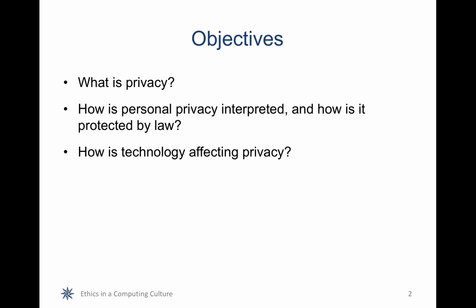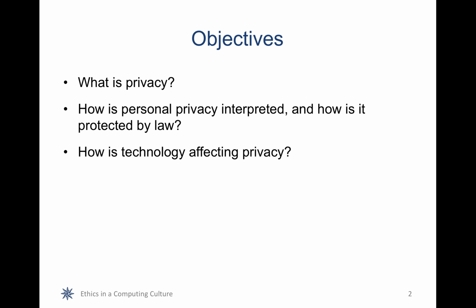And like previous chapters, we will talk about examples that in this case, of course, are related to privacy. So the first big question is, what is privacy? We'll see as we talk about that there are different definitions of privacy, and some of these definitions conflict with one another and make it a little harder to pin down a clear, concise definition of privacy. Second, we'll look at how personal privacy is interpreted and how it's protected by law.